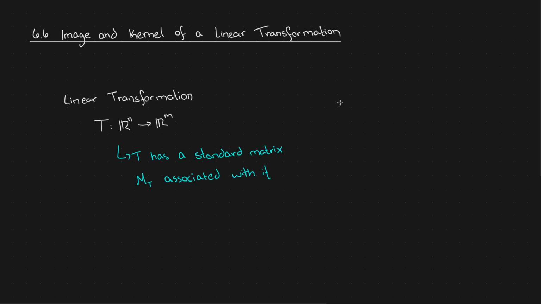Okay, and the idea here is that if I want to take the transformation of a vector x, that's the same as multiplying matrix M sub T by vector x. Okay? And actually, in the special case of matrix transformations, this matrix tells us an awful lot. And there's a very strong relationship between the transformation and the standard matrix of the transformation.